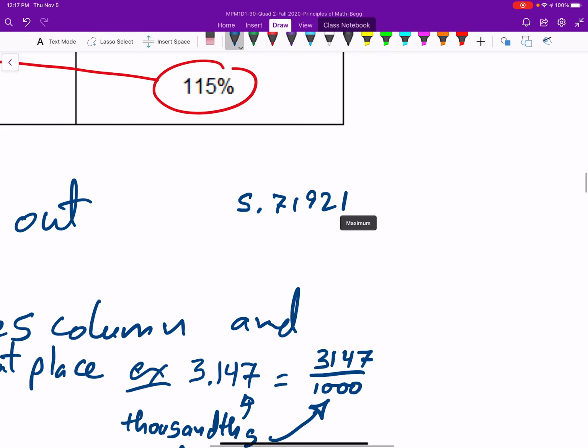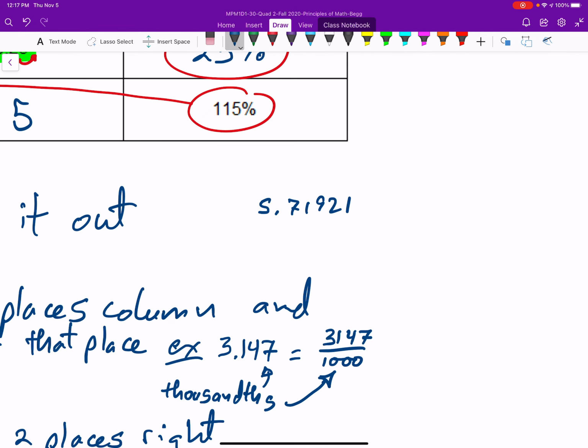You know there are places, right? You've learned about places. So this is the ones place to the left of the decimal. And if I had a number out front here, this would be the tens, and this would be the hundreds, and so on. So let's just remember them for a second. The first one to the right of the decimal is called the tenths place.